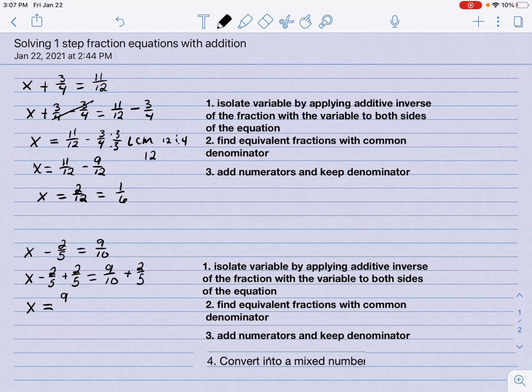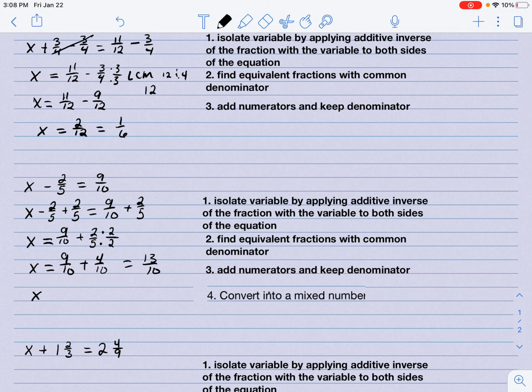On the right-hand side, we've got 9/10 plus 2/5. Once again, we need a common denominator. So the least common multiple of 5 and 10 is 10, so we're going to multiply the 2/5 by 2, both top and bottom. That's going to give us an equivalent fraction to 2/5, and yet we're going to have a common denominator. So now we've got 9/10 plus 4/10, and that's going to equal 13/10.